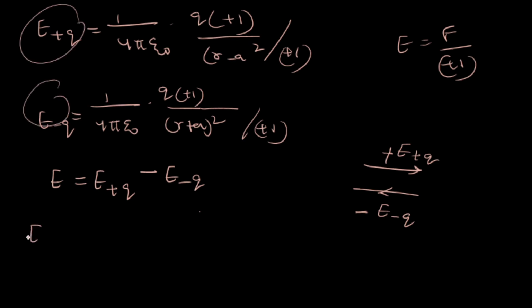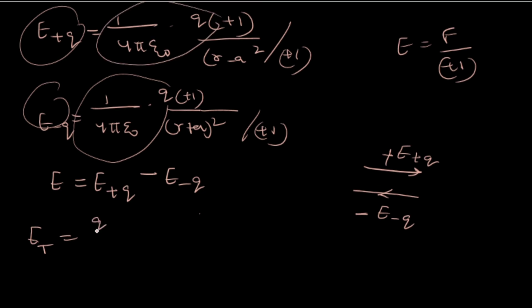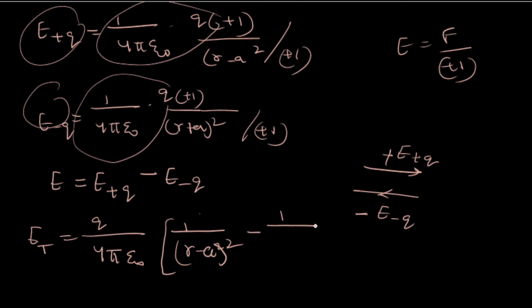We will have the total electric field as 1 by 4 pi epsilon naught. I am taking this Q and 1 by 4 pi epsilon naught common. Q by 4 pi epsilon naught into 1 by (r minus a) whole square minus 1 by (r plus a) whole square. You just take the common and solve this problem.